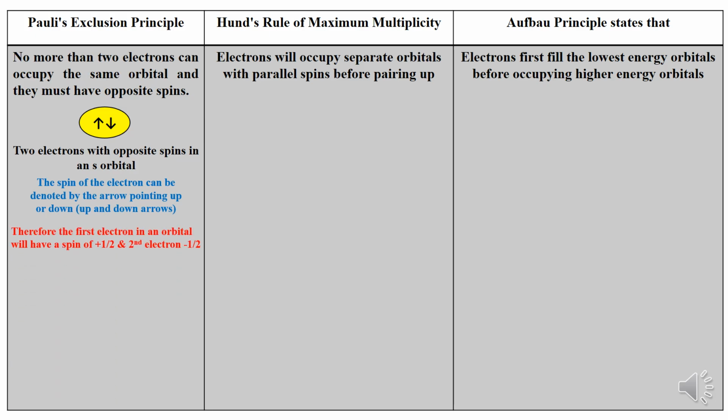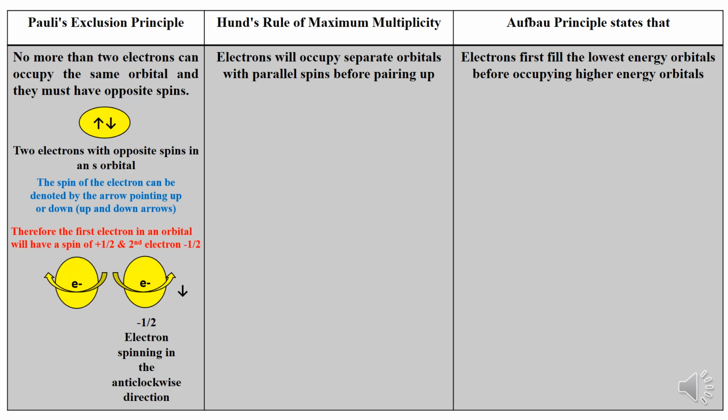Always remember, the first electron occupying the orbital will have a spin value of plus half, and this will be followed by the second electron with a spin value of minus half. If the electron is spinning in the anti-clockwise direction, it will have a spin value of minus half and is denoted by a down arrow. And if the electron is spinning in the clockwise direction, it will have a spin value of plus half and is denoted by an up arrow.